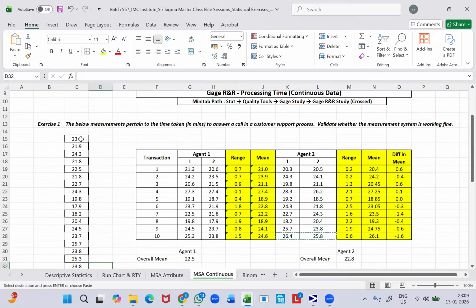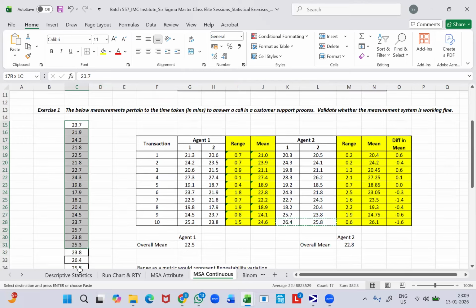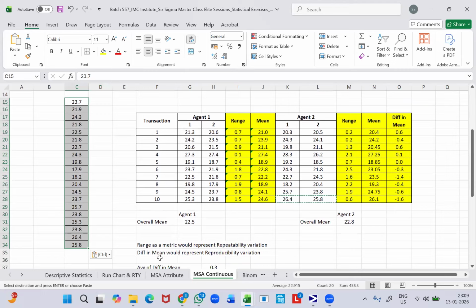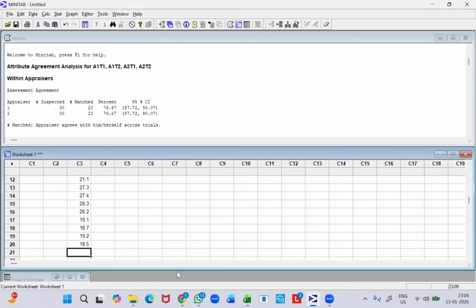So let me copy paste the second set of 20 measurement values. I will continue from row number 21 here. If you scroll down to the end, you will see all the 40 rows have been filled in as far as the time values are concerned. Fine.